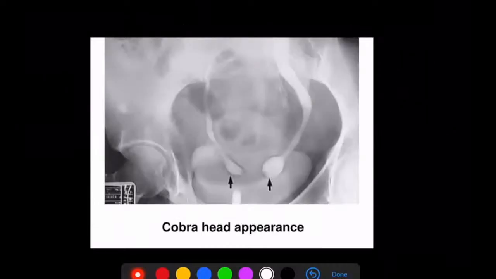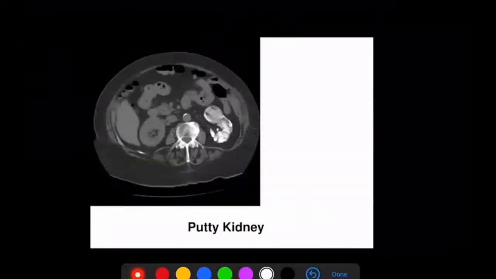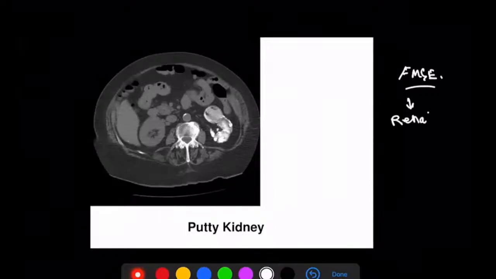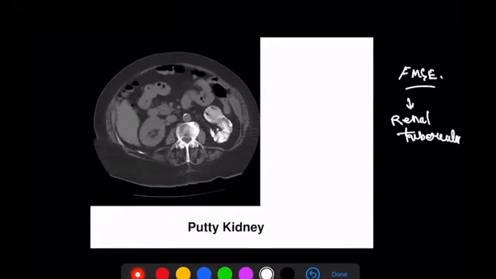This is again the same image, cobra head appearance, ureterocele. Putty kidney is seen with. This image has been asked in the last year, FMG, I'm not sure. But in the recent last year, I think they have asked this question, putty kidney. Tuberculosis. Very good. Tuberculosis of kidney. So it is seen with renal TB. Putty kidney.